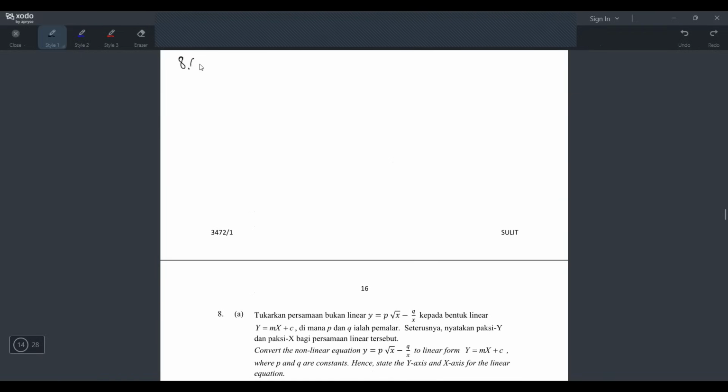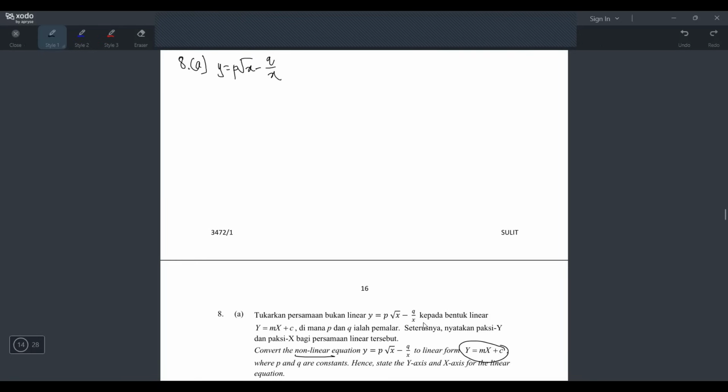Okay, let's do number 8. Let's read the question. Convert the non-linear equation y equals p square root x minus q over x to linear form y equals mx plus c. This one is non-linear, they already say it's non-linear, so I have to change it to linear, where p and q are constants. Hence, state the y-axis and x-axis for the linear equation.